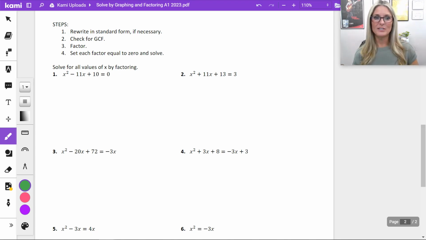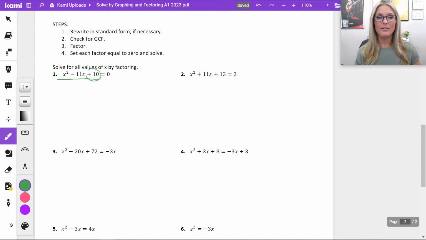So number 1, solving for all our values of x by factoring. This is in standard form. It is equal to 0. It's ax squared plus bx plus c equals 0. So we are ready to go for step 1. Step 2, checking for a GCF across all of our terms. No. So let's factor, and we're factoring this left side, the x squared minus 11x plus 10.